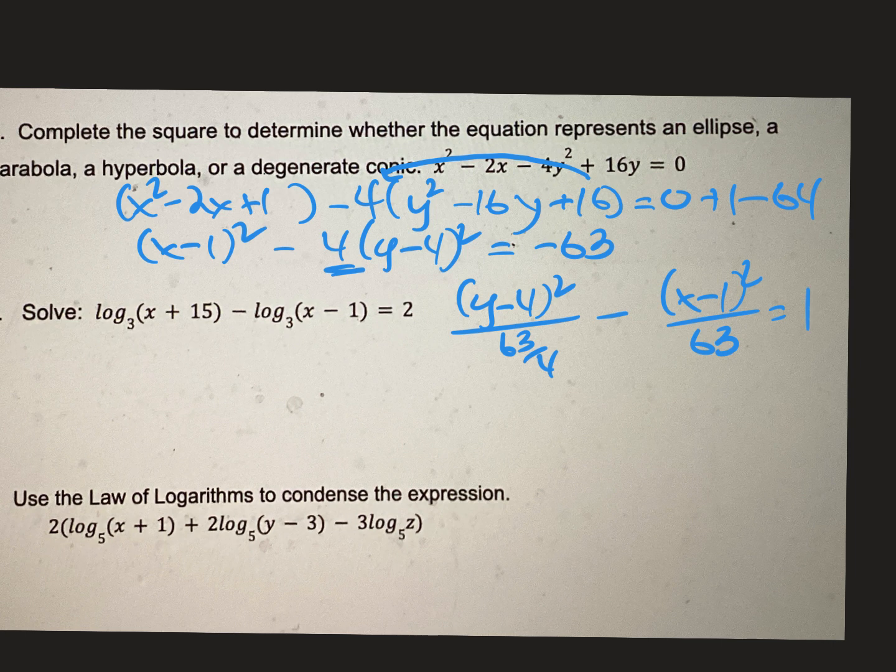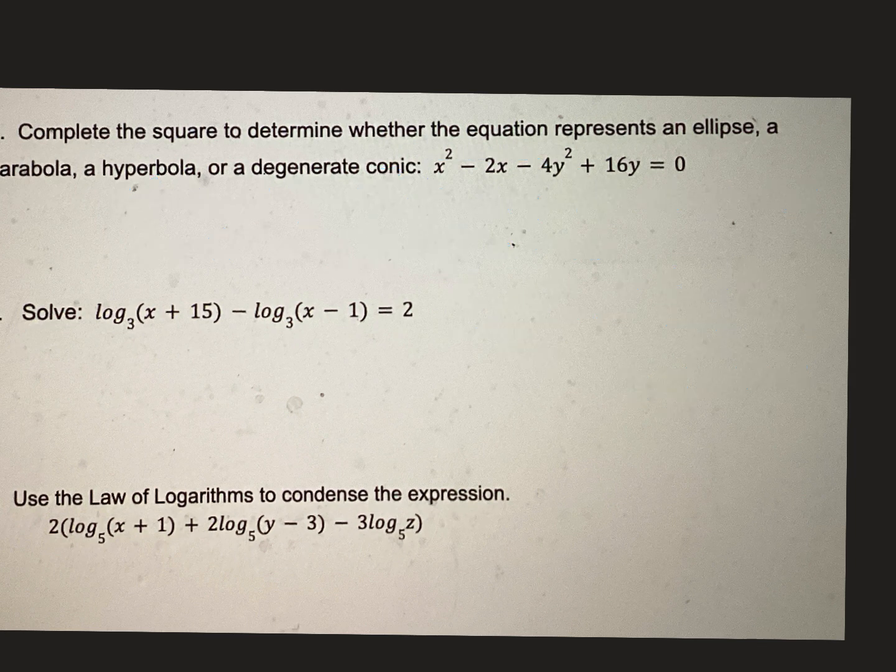And because it has a minus sign right there, and because it equals 1, that is 100% a hyperbola. So your job is to put it in standard form and then tell what shape it is, what kind of conic section it is. That was a good one.